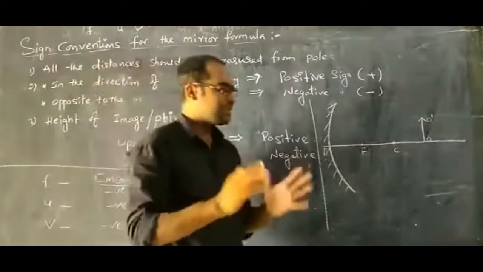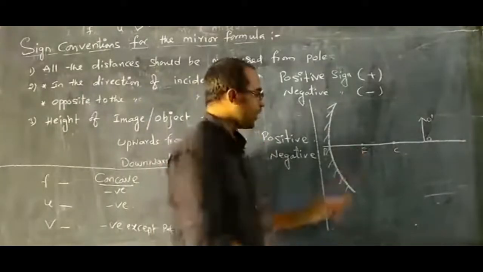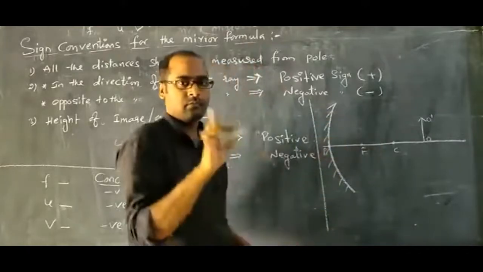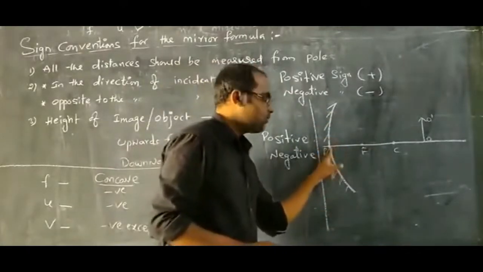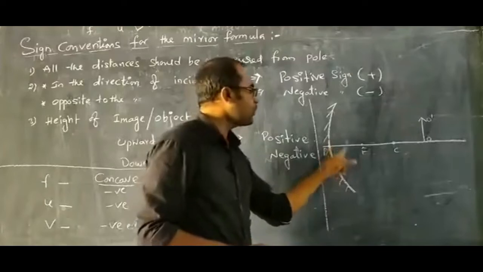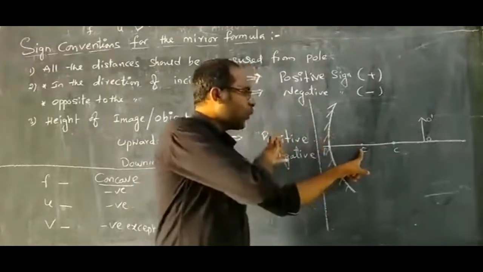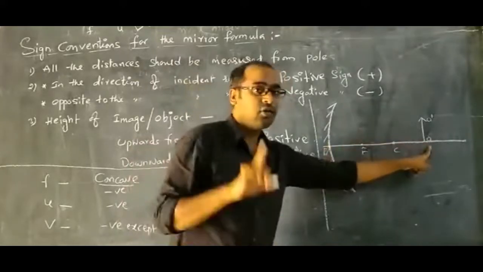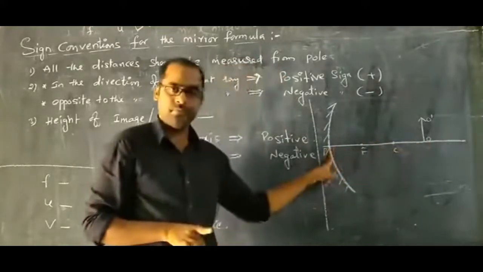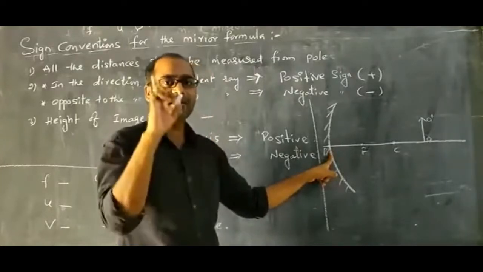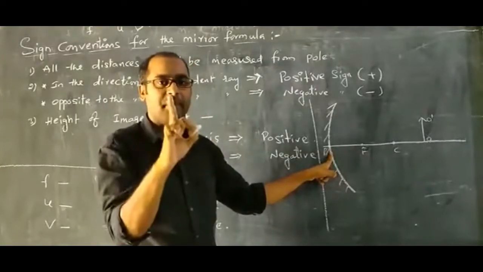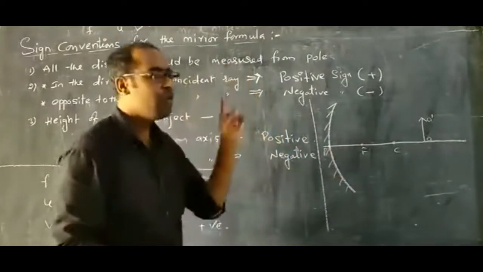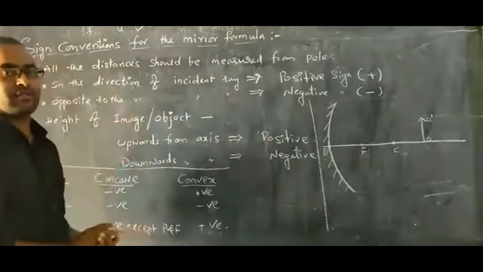Let us take focal length. Focal length should be measured from pole to focus, not from focus to pole. Object distance should be measured from pole to object, not from object to pole. Right? So every distance must start being measured from pole. That is the first sign convention.